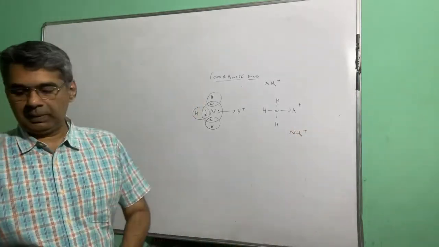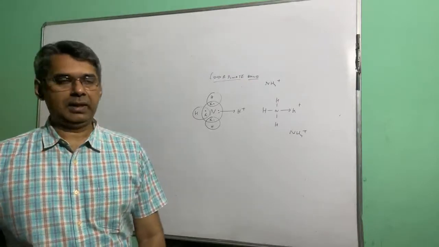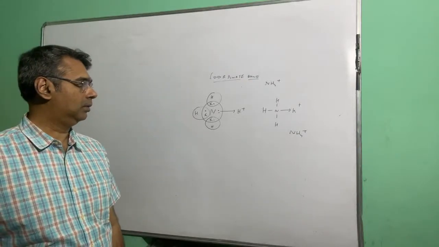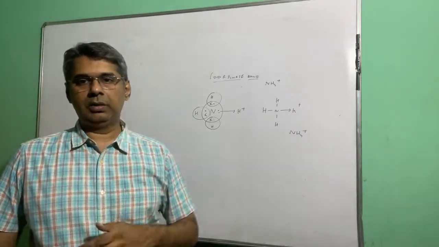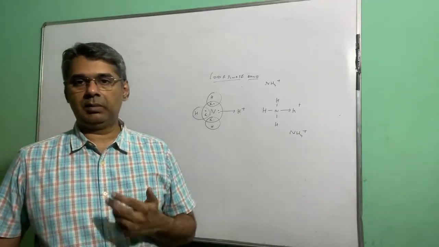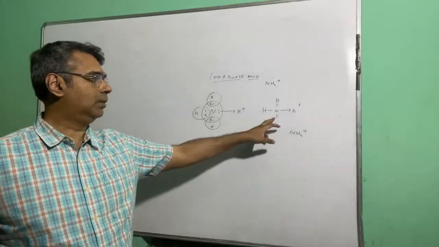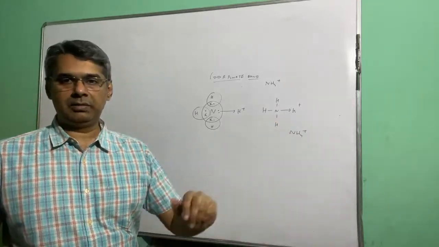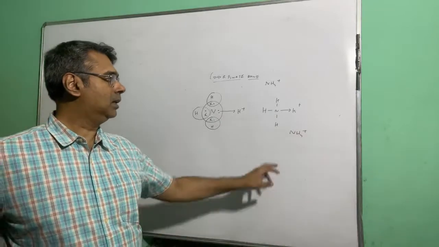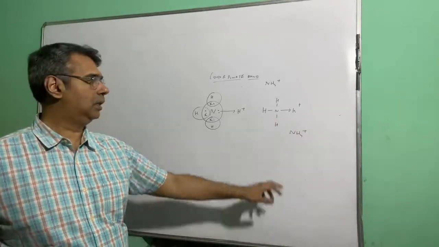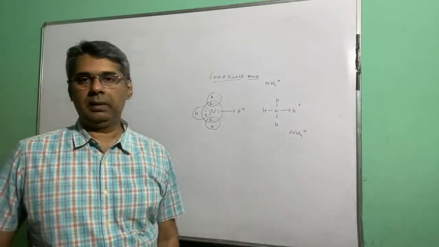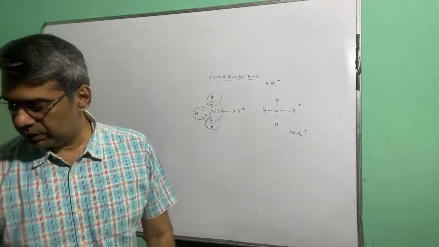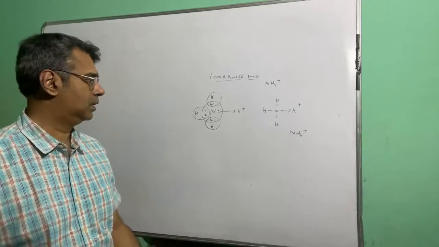So NH4 plus is called ammonium ion, it's a cation, and the way it works is that there will be a stable neutral molecule. In this case, that stable neutral molecule is ammonia, which is formed by three covalent bonds, nitrogen with three hydrogens, and that nitrogen will have a lone pair which will donate to one H plus ion, and due to that you will get the ion called ammonium ion, NH4 plus.